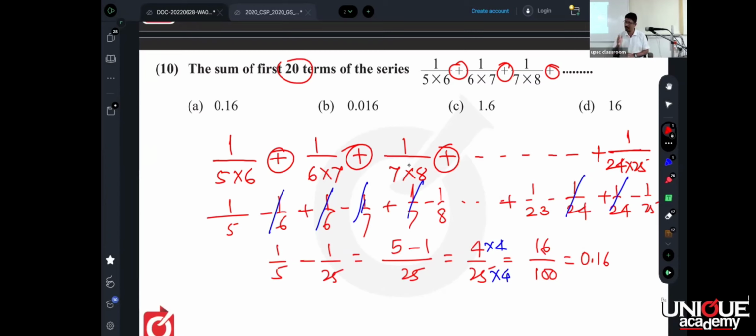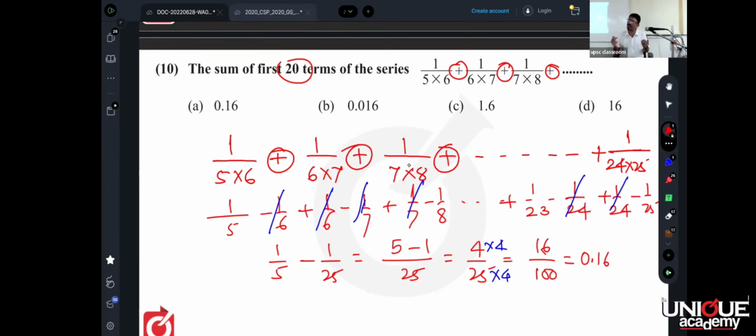Comparing the first and second terms, 1 upon 30 and 1 upon 42, which is the smaller one? 1 upon 42 is smaller. From 1 upon 42 and 1 upon 56, the third one, again the smaller is 1 upon 56. So as we go to the next term, we get them in descending order. Is it clear? So the value of the first term is the highest, the greatest.